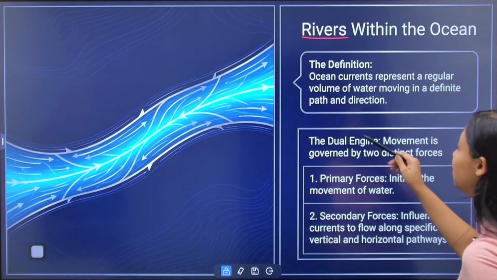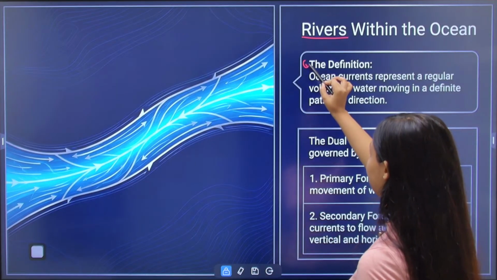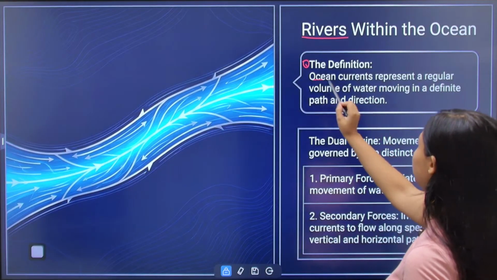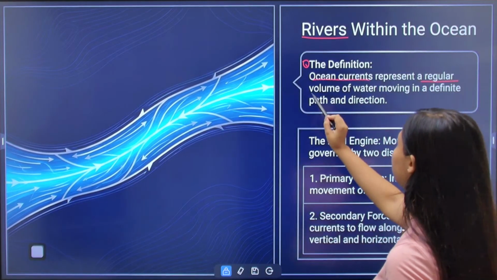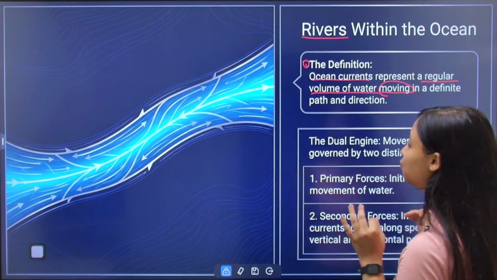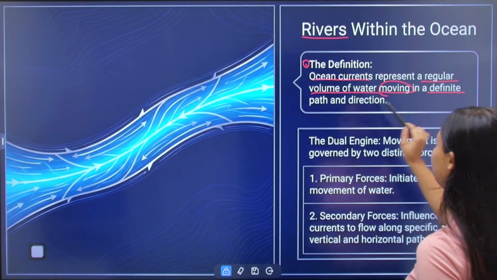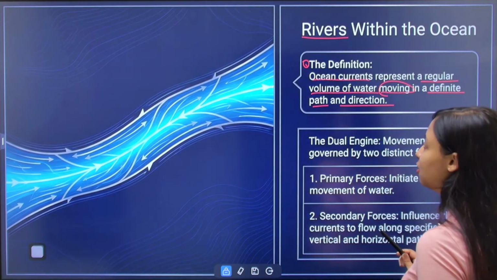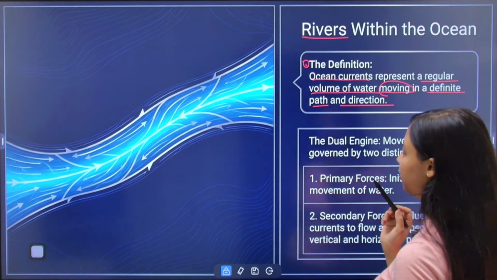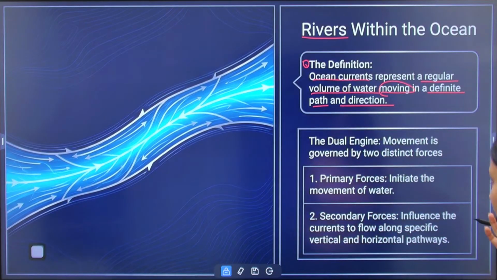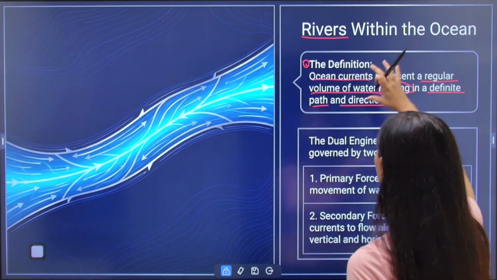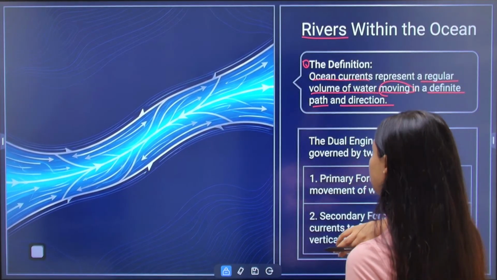What are those characteristics? Now let us first look at the definition. Ocean currents, basically the rivers within the oceans. Ocean currents represent a regular volume of water which is moving, a moving body of water, moving in a definite path and direction. So this definition, a regular volume of water moving in a definite path and direction, is used to represent rivers. But since this body of water moves within the ocean, these are called ocean currents.